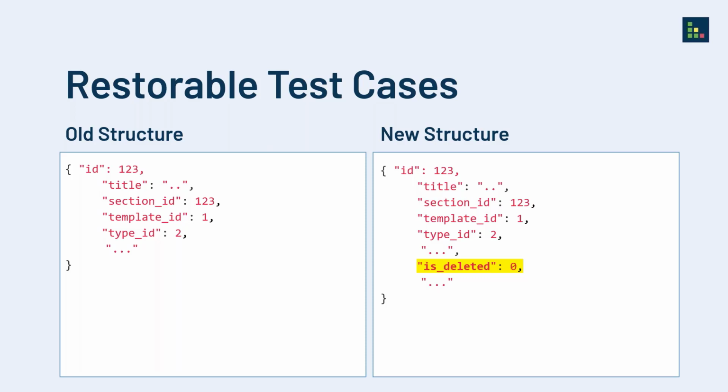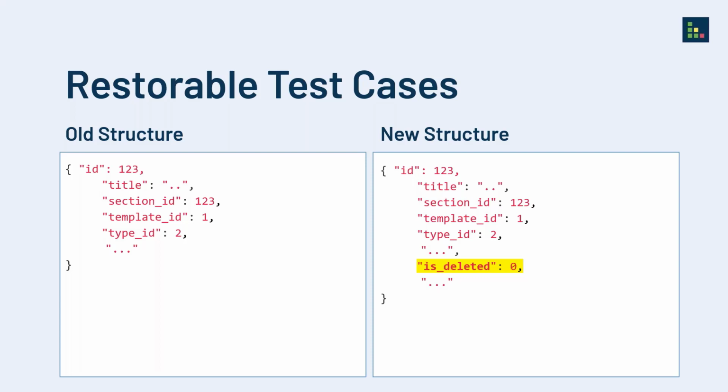You can also update that status. If a test case is marked as is deleted, you can update that using the update case endpoint to restore that test case using the API. If you would like to mark a test case as is deleted using the API, you must have delete permissions to do so.